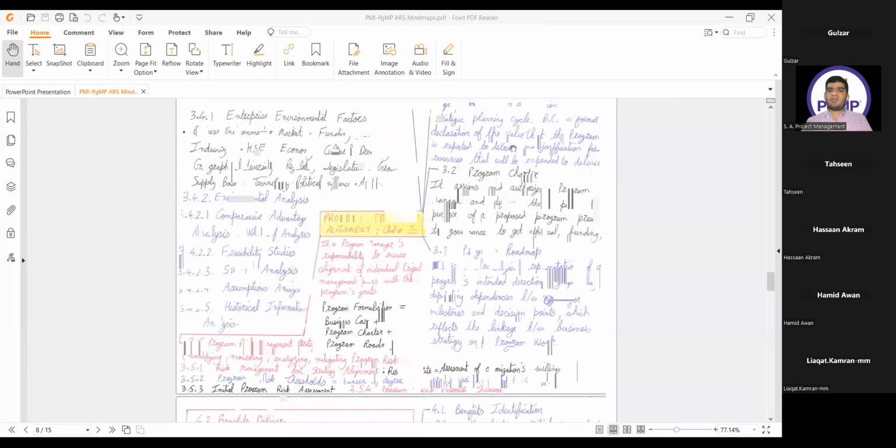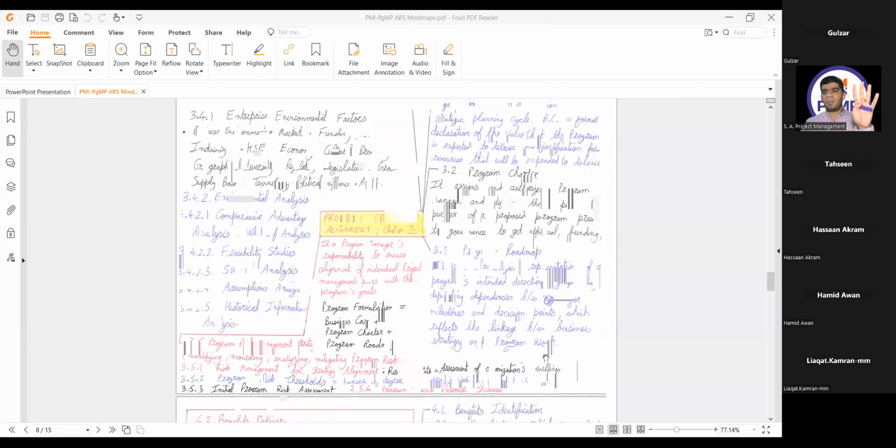Then once we have made the program business case and program charter, we can make the program roadmap. What is a program roadmap? It is a chronological representation of the program's intended direction, graphically depicting the dependencies between major milestones and decision points, which reflects the linkage between business strategy and program work. So what were the keywords of program roadmap? One was chronological representation. Then we had dependencies. What else? Milestones, yes, decision points.